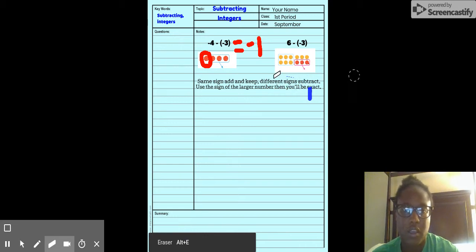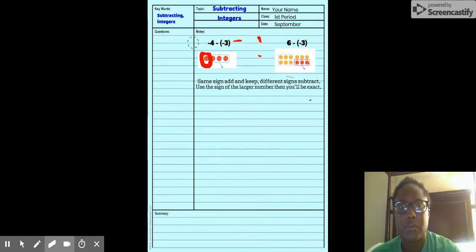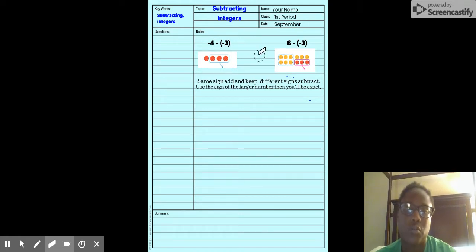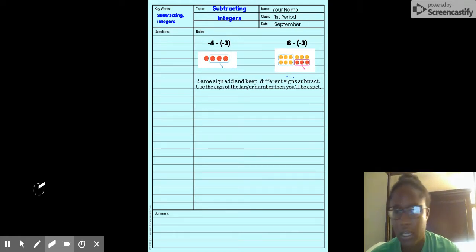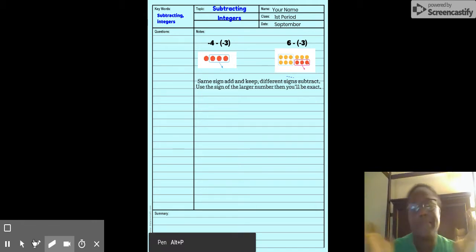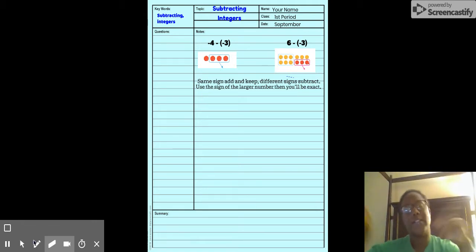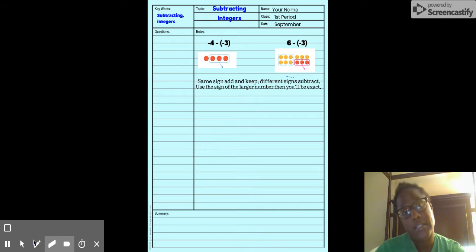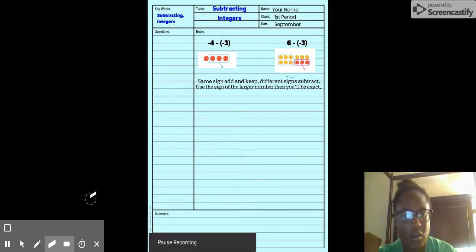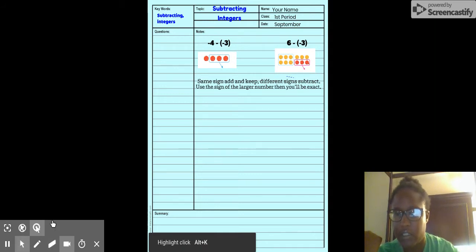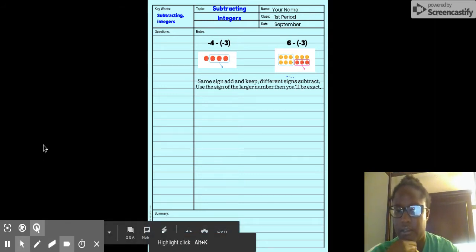Okay. Whenever we do the next type of problems, we're going to keep the same song: same sign, add and keep, different signs subtract, use the sign of the larger number, then you'll be exact. So we're still going to use the same one on these next couple of slides. So let me go over to the next slide.